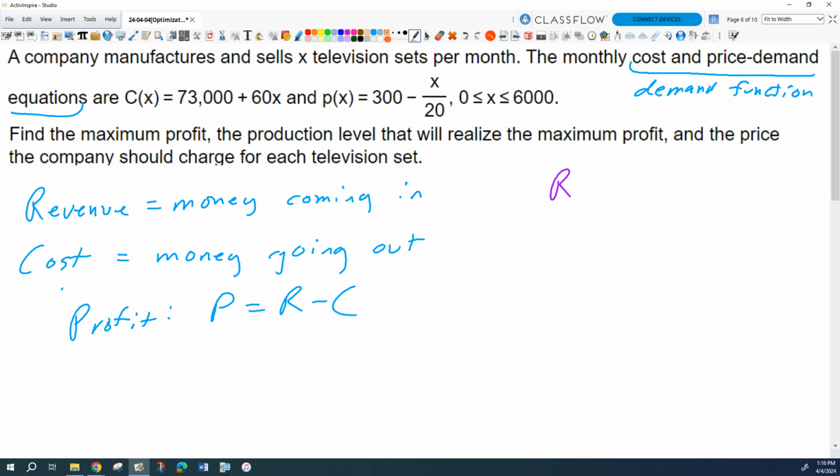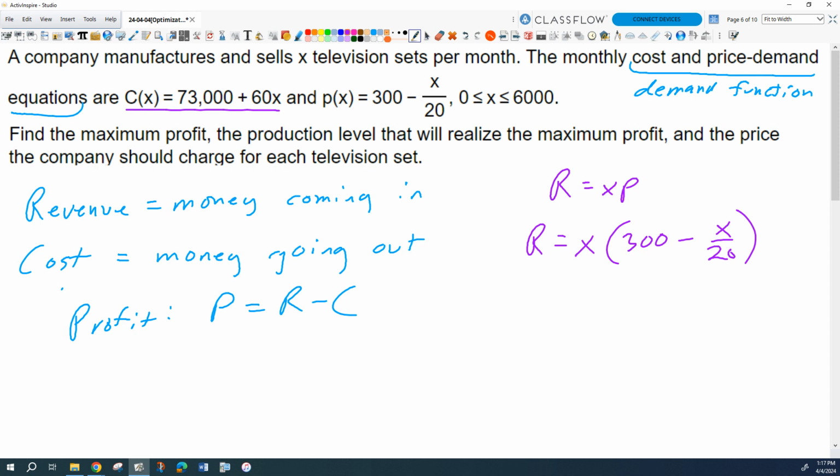Again, if little p is the price per television set, and X is the number of television sets that we're selling, what's it going to be? Why don't you multiply them? Exactly, it's a product of the two, isn't it? The revenue is going to equal X times P, so that's X times the quantity 300 minus X over 20. Make sense? And we know what the cost function is. It's right there. So we can build a profit function out of this, can't we?